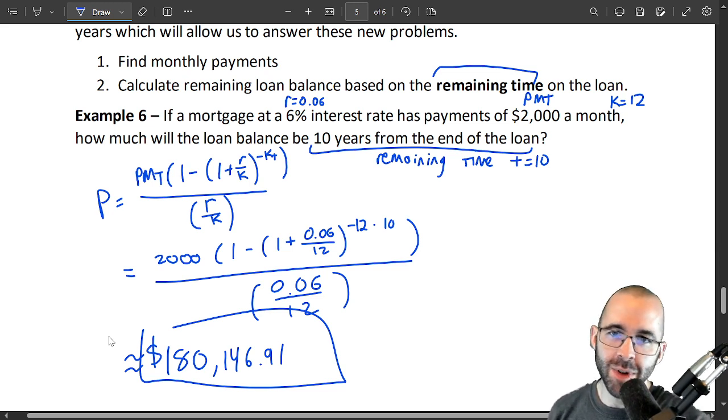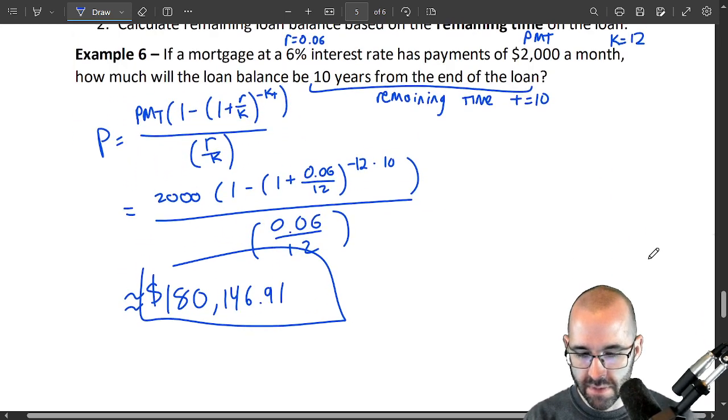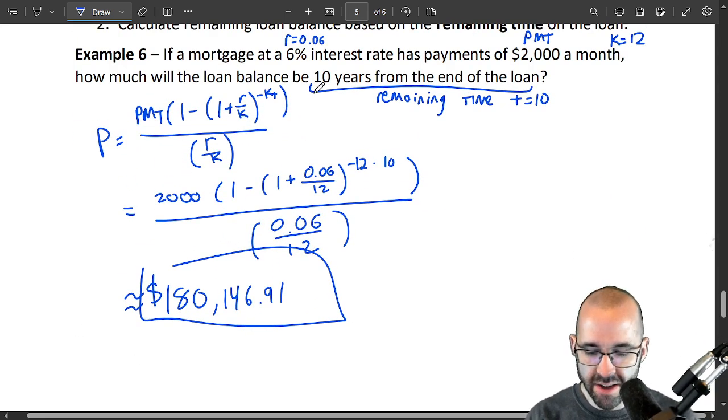And again, we still have interest. We're going to be paying more than that. That's how much is left on the loan when there's 10 years left, and we're making this mortgage payment.